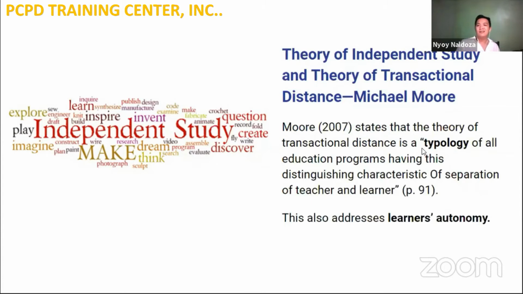Now, it is also accounted to a typology of all educational programs having the distinguished characteristic of separation of teacher and learner. Again, the capability of student. Can they go full online? They can go partially online. That's what we call blended. Or they can go into remote learning.